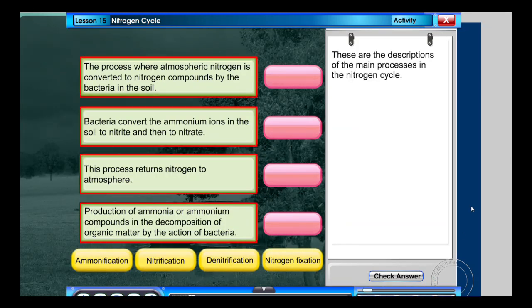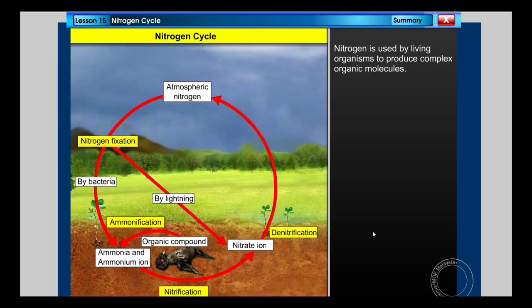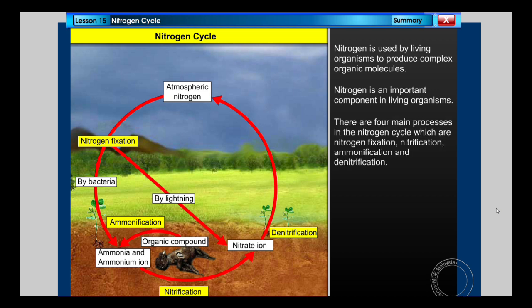These are the descriptions of the main processes. Nitrogen is used by living organisms to produce complex organic molecules. Nitrogen is an important component in living organisms. There are 4 main processes in the nitrogen cycle, which are nitrogen fixation, nitrification, ammonification, and denitrification.